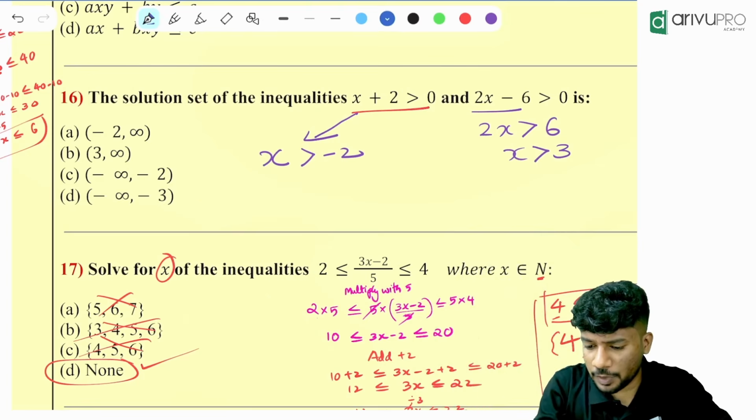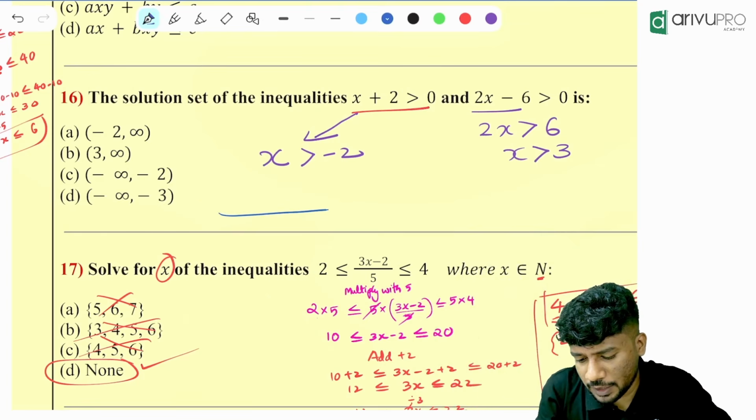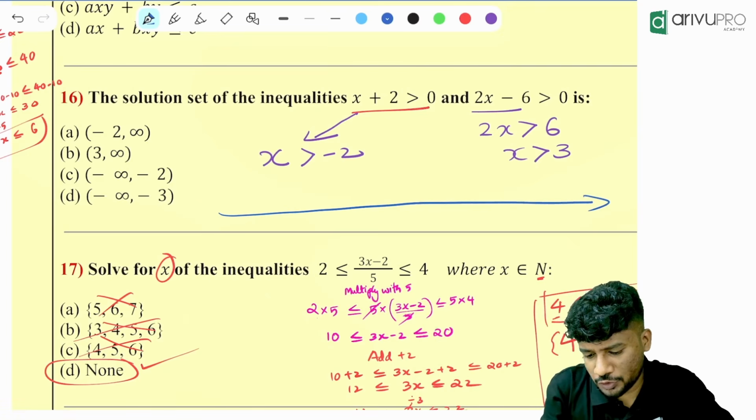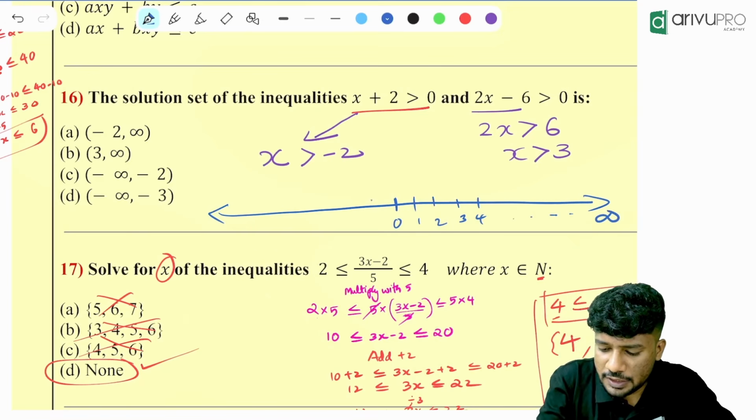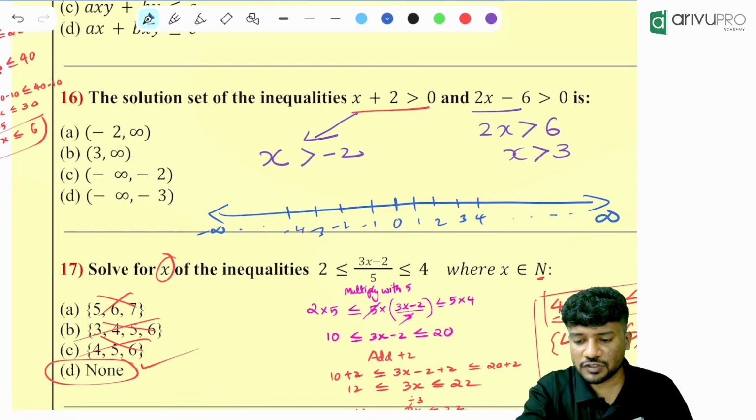I will just draw a number line. In such questions, I will draw a number line. Then, the shortcut also I will show you in some time. So, 0 is there, 1 is there, 2 is there, 3 is there, 4 is there, etc. till infinity. Then, on this side, minus 1 is there, minus 2, minus 3, minus 4, etc. till minus infinity.